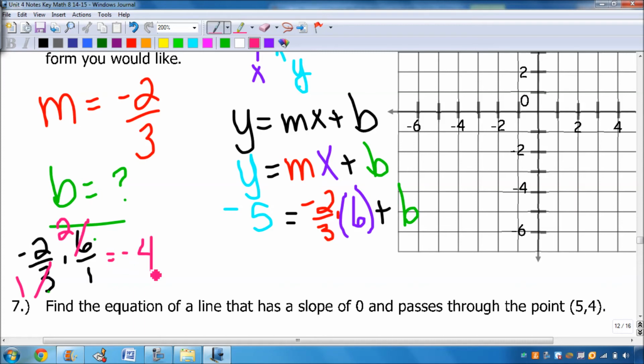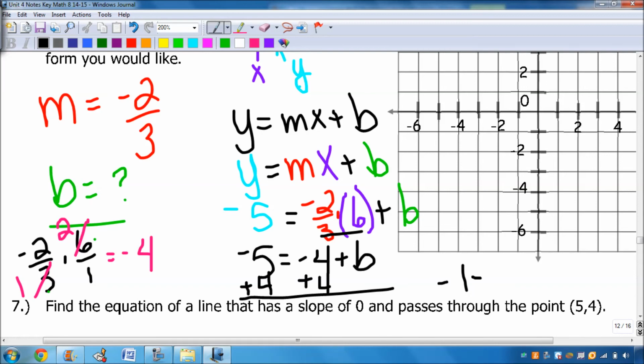Okay, so you end up getting negative 4, right? If you just bring it down, equals. This turns into negative 4 plus b. Now all I have to do is add 4 to both sides in order to solve for b. So I'm going to say plus 4 on this side and plus 4 on this side, which means that negative 1 equals b. So b is no longer a mystery.